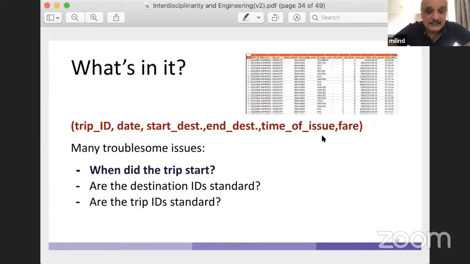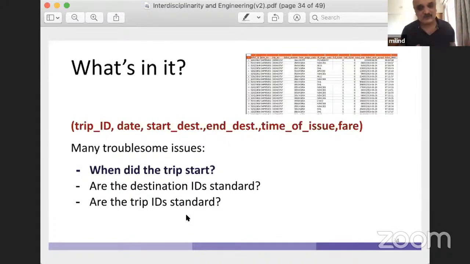But sadly, there are still many issues here. For example, when did the trip start? Say you have a ticket, Shahpur to Swargate, or our old friend Murbad, Shahpur to Murbad. At what time did the trip start? There is no way unless the conductor notes down the time, and there is no digital representation of that. Other questions are whether the destination IDs are standard, whether the trip IDs are standard, and so on.